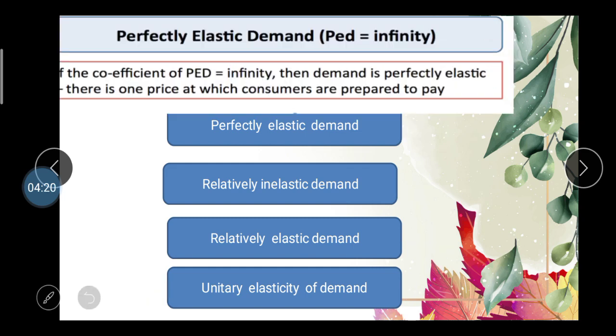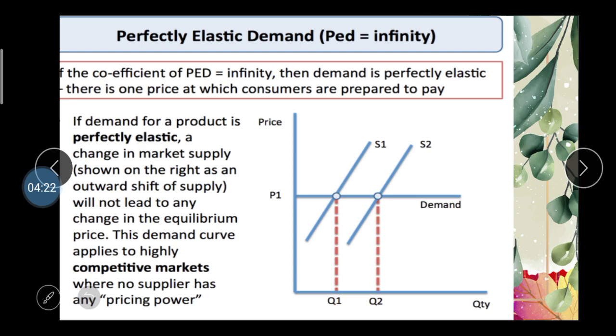So the first topic is perfectly elastic demand. Perfectly elastic demand is considered as infinity. If the coefficient of PED is equal to infinity, the demand is perfectly elastic, so there is one price at which consumers are prepared to pay.